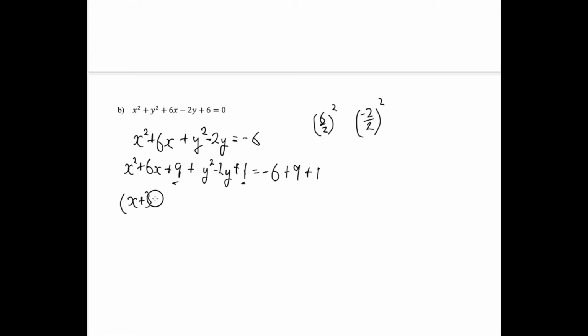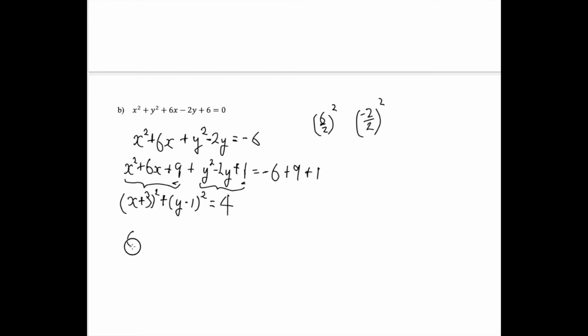Square it. Plus, now to factorize this term out, so this corresponds to the factorization of this. Now I have to factorize this. So this will be, what's half of minus 2? Minus 1. So (y minus 1) squared is equal to minus 6 plus 9 is 3. 3 plus 1 is 4. Hey, we got a perfect square number, so that's good.